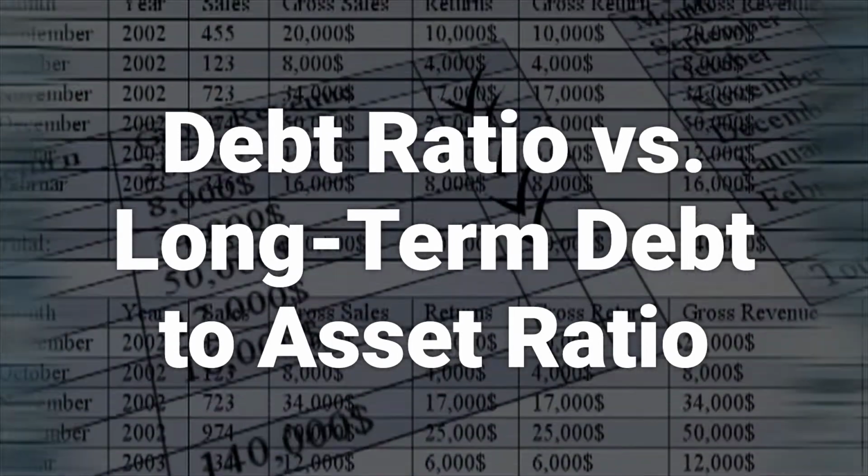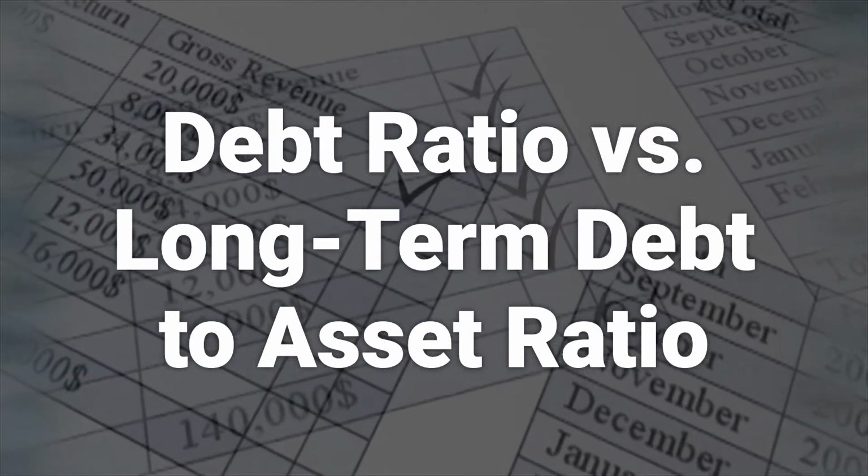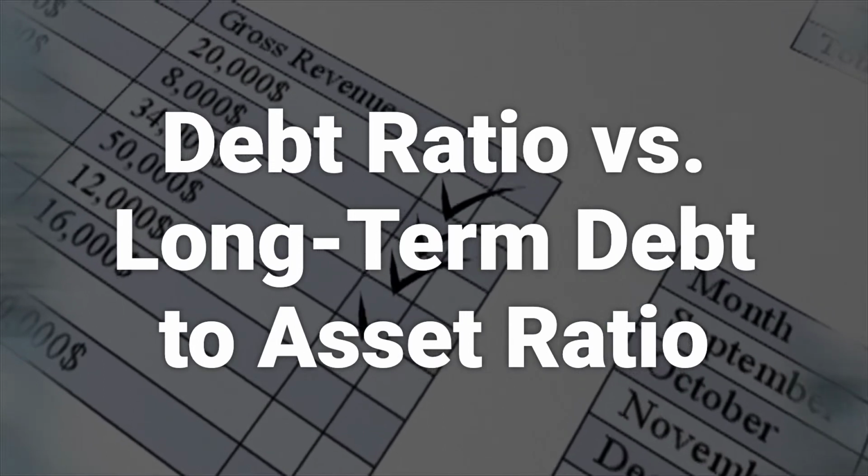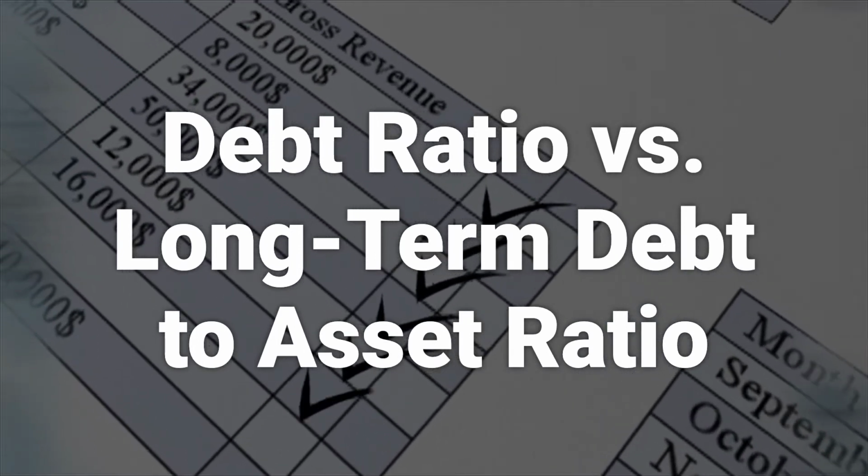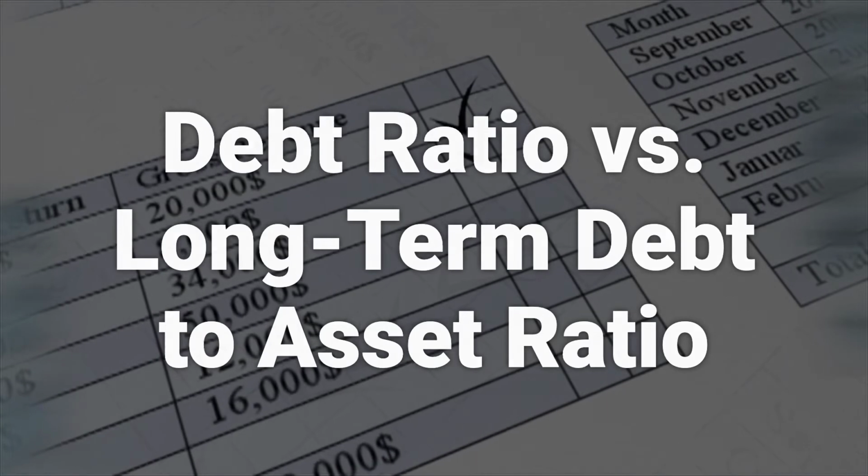The difference between the total debt to total assets ratio and the long-term debt to assets ratio is that the former includes both long-term and current debts, while the latter only considers long-term debts.